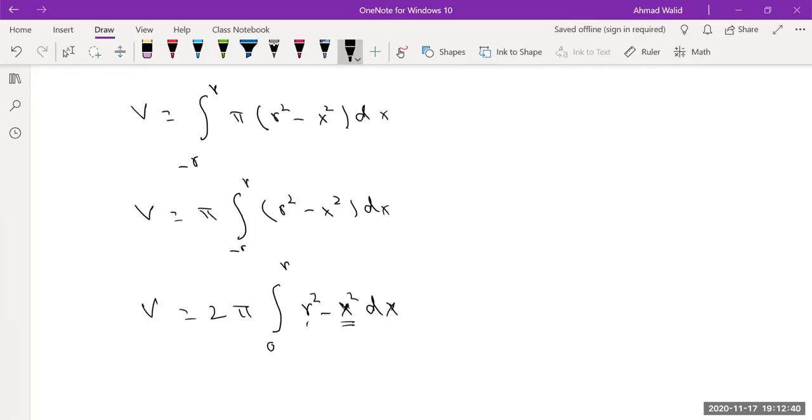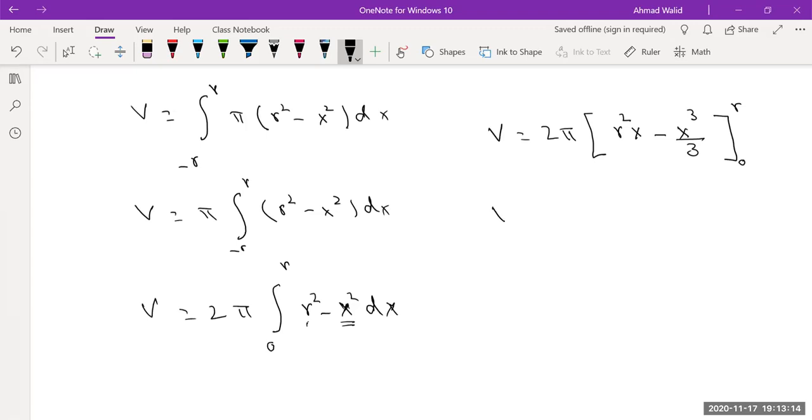Then when you do the integral, focus, do not make a mistake. Then you can write V equals 2 pi times, what is the integral of r squared dx? Think r is a constant, correct? Of course, it gives you r squared x minus the integral of x squared, which gives you x cubed over 3. From where to where? From 0 to r.